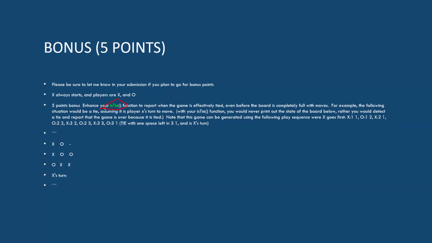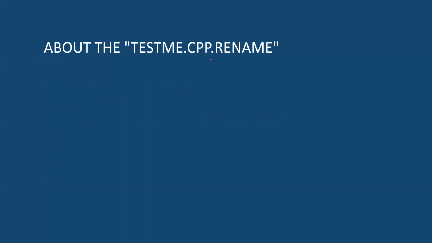And remember that X is always going to go first. So you can look at this and know, given the number of things on the board, if X goes first, I know whose turn it is, so it's a tie. You have to think that way. So that's why the bonus is not totally obvious, okay?